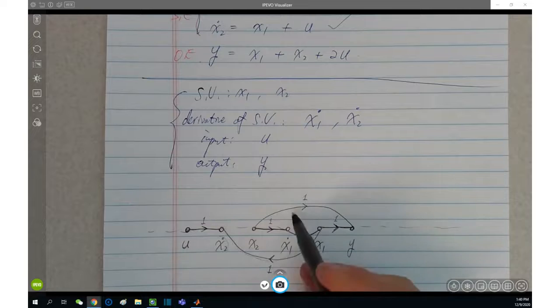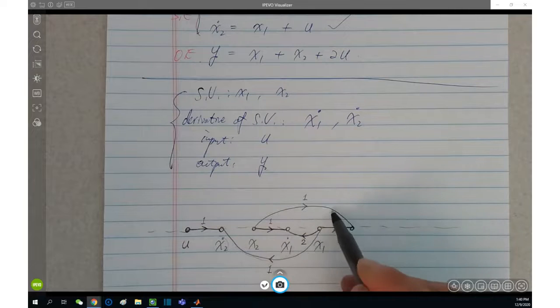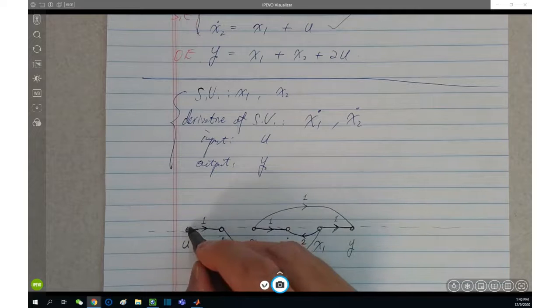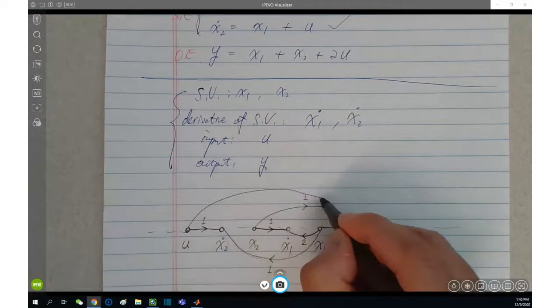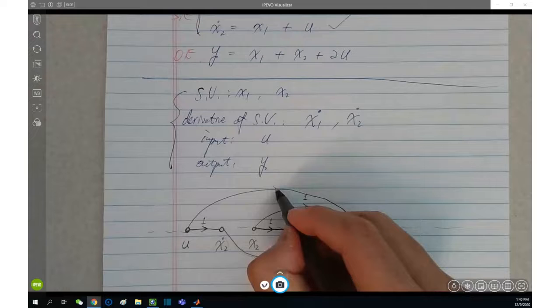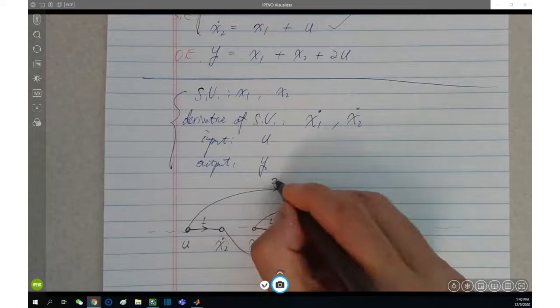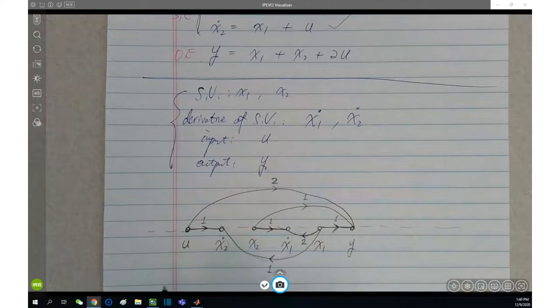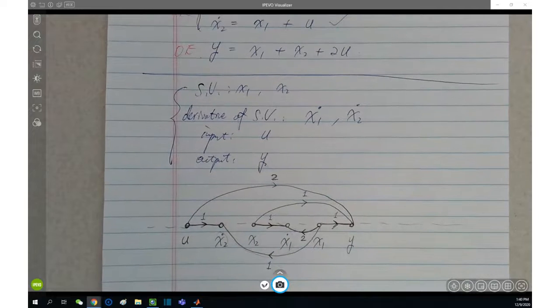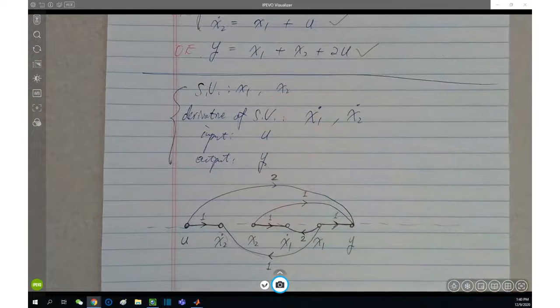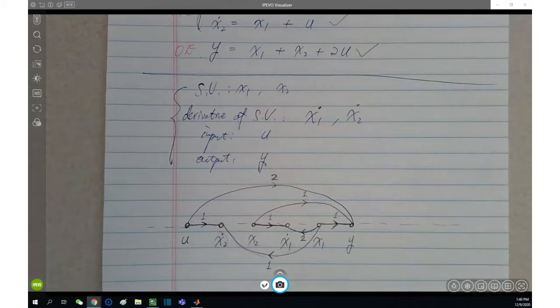This is the contribution from the x2, right, towards y. The last, plus 2u, plus 2u. u is here. You need an even bigger curve here with gain of 2 to represent the contribution directly from the input. So we are done with the output equation now.